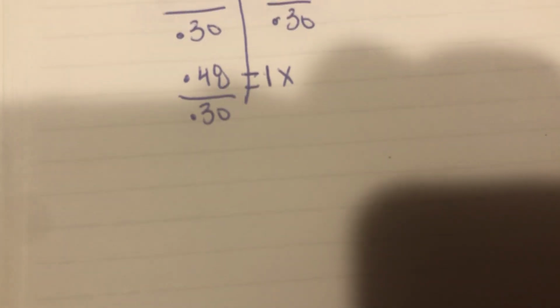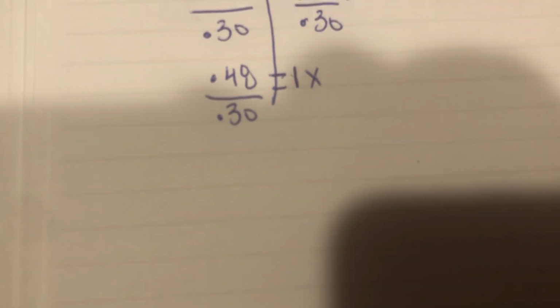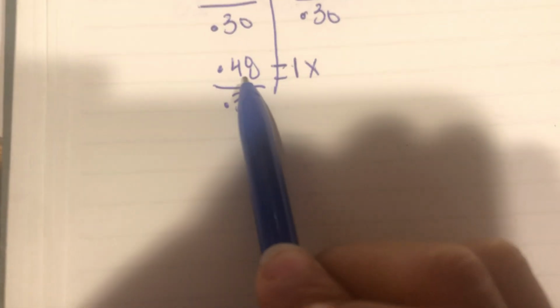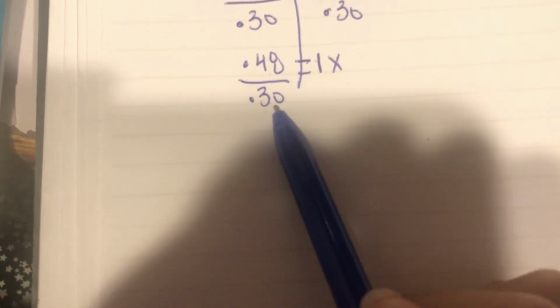And when you actually solve this, this should be a number that's going to be greater than 1. And the reason why it's greater than 1 is because 48 hundredths is greater than 30 hundredths. So if you had 30 hundredths divided by 30 hundredths, you would get 1. Now, if it's greater than this number, your number is going to be more than 1. So that's what you should expect.